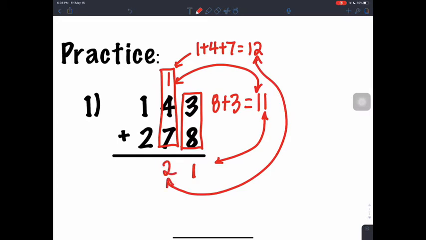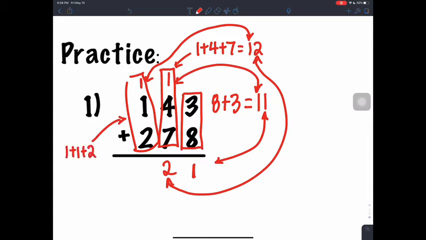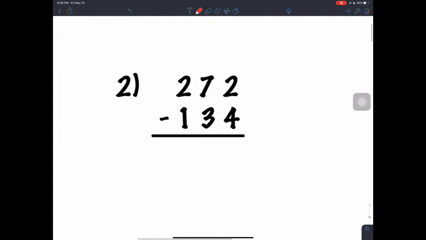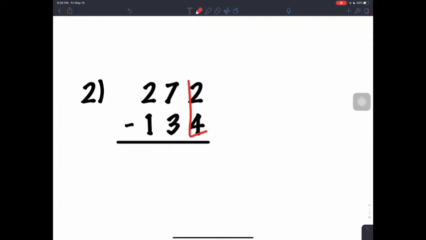And then the number in the tens place gets added to this third column. So over here we have 1 plus 1 plus 2, which gives us 4. And then now we have 421 as our answer. So with the second one, we have 272 minus 134. So in this first column, we have 2 minus 4, which is less than 0.